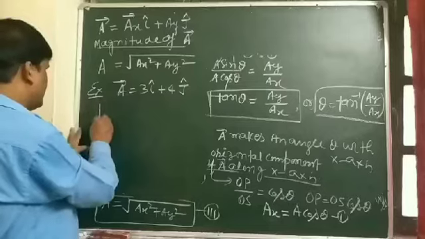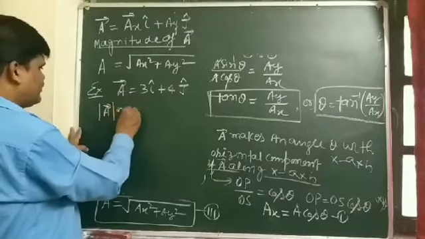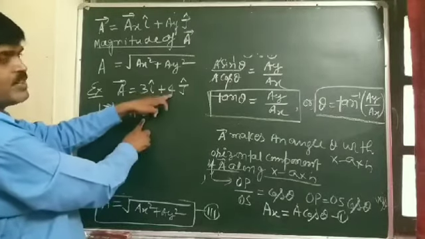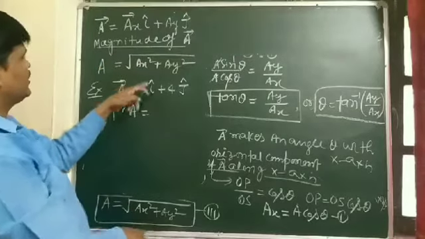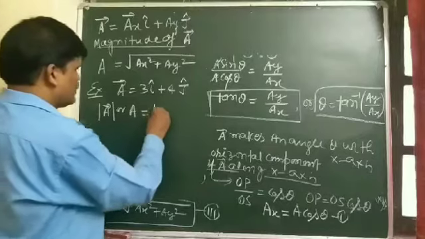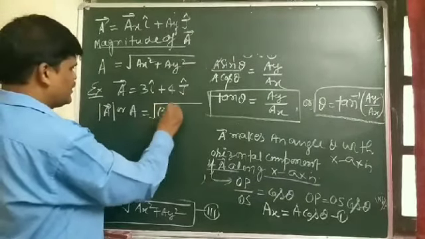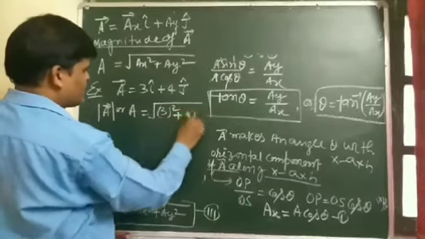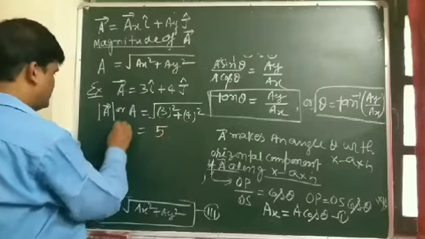It means mod A, or A, which is the same. So mod A is the square of this plus the square of this, under root, by using this formula, omitting the unit vectors i and j. So how will you find the magnitude of a given vector? You square: Ax square, 3 square plus 4 square.